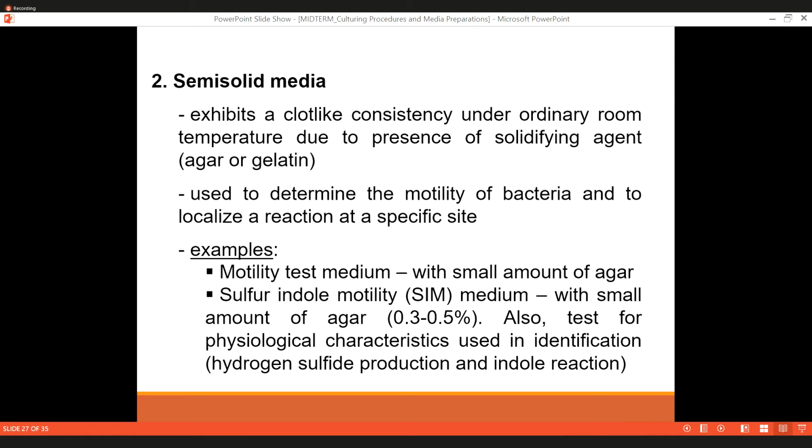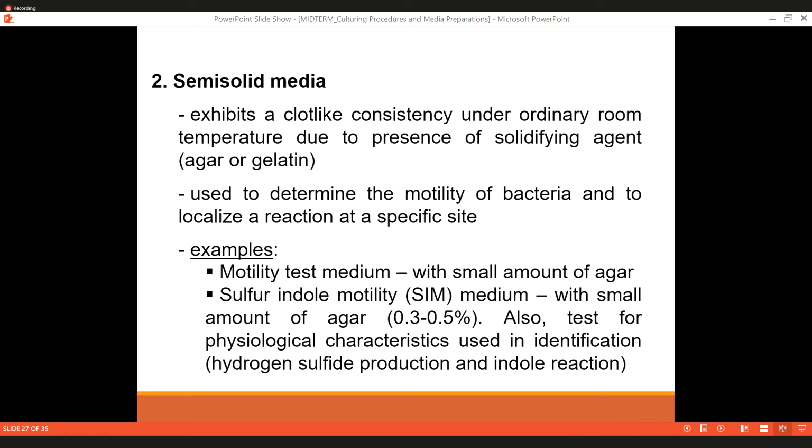So, solid media class, kung tanaw mo siya sa Petri dish class, as in literally solid, no? Kasi para din siyang gel-like class, pero mukha siyang jelly-ace, ganon. But considered as solid, no? Sa semi-solid naman, it exhibits a clot-like consistency under ordinary room temperature.